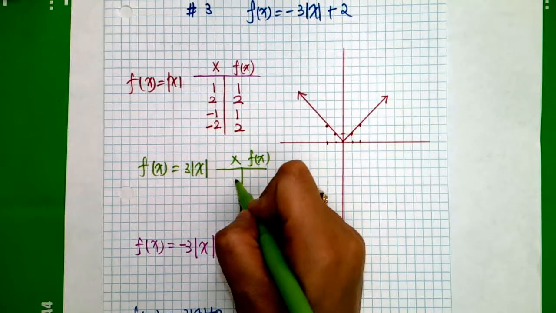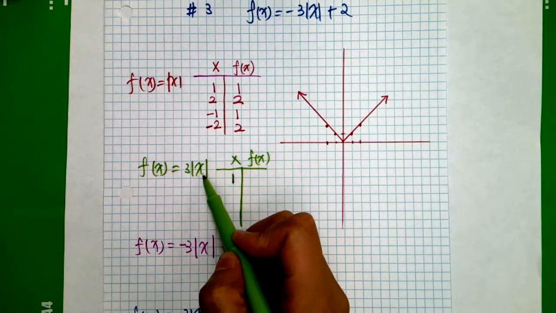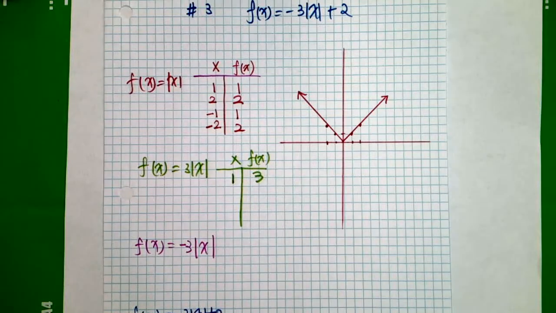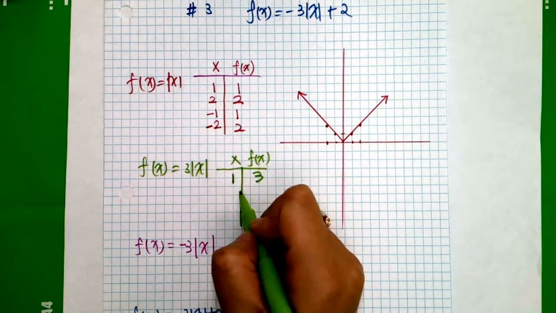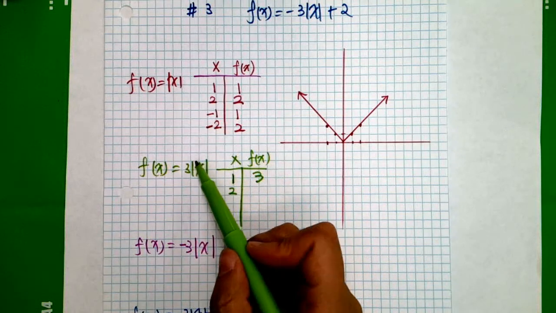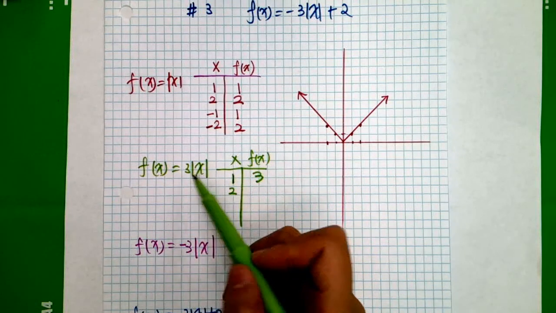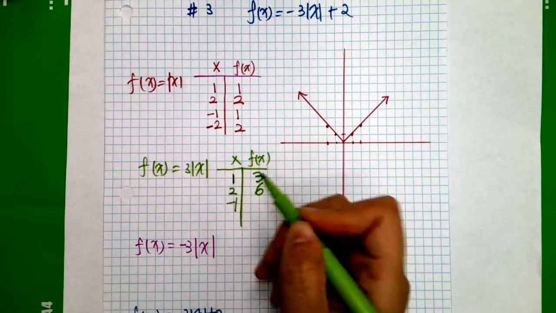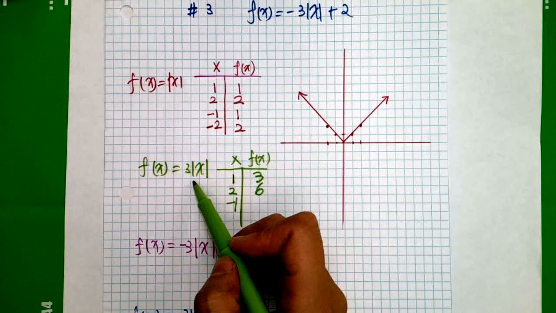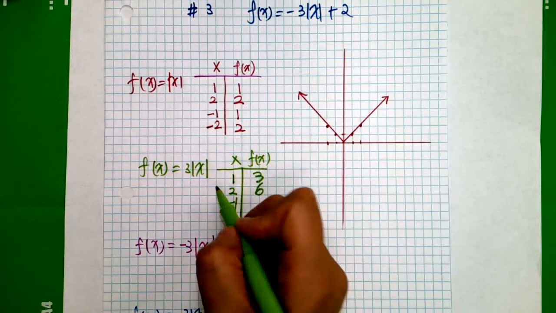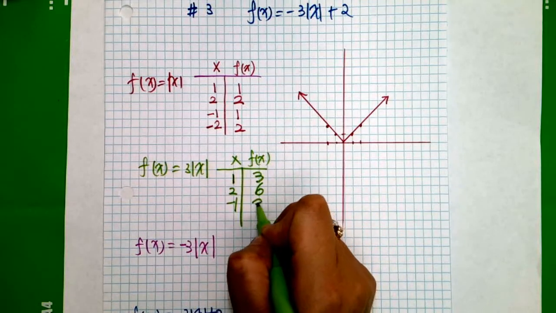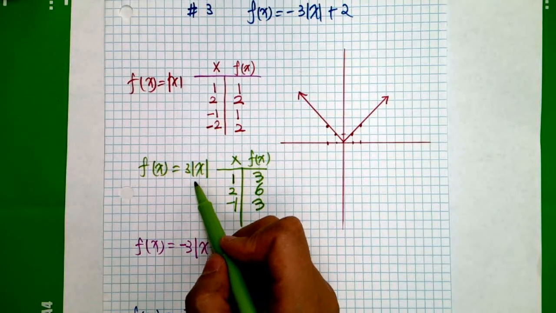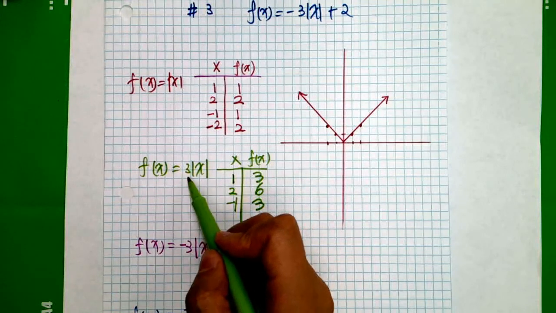When x equals 1, absolute value of 1 is 1. 1 times 3 is 3, so the first coordinates will be 1, 3. When x equals 2, absolute value of 2 is 2. 2 times 3 is 6. When x equals negative 1, absolute value of negative 1 is positive 1. And 1 times 3 is 3. You already know when x equals negative 2, absolute value of negative 2 is 2. 2 times 3 is 6.